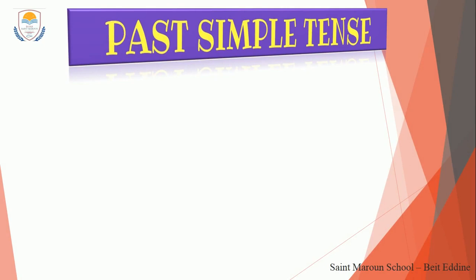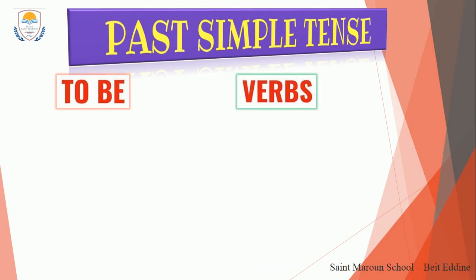The simple past tense is the easiest tense to write in English. We will talk about its forms with verbs to be and verbs to do, or the action verbs. Let's start with to be.